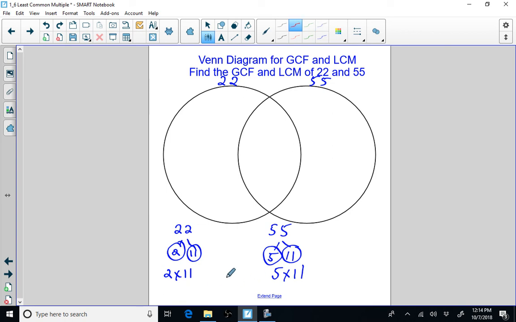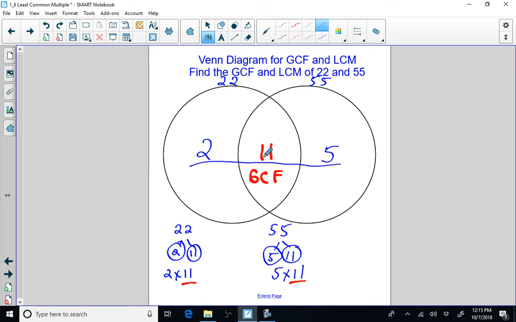What are the factors that are common? Just 11. So 11 goes in here, and that is my greatest common factor, 11. The factors that are unique: I have a 2 that's not underlined, that's unique to 22. I have a 5 that's not underlined, that's unique to 55. My least common multiple is the product of those.